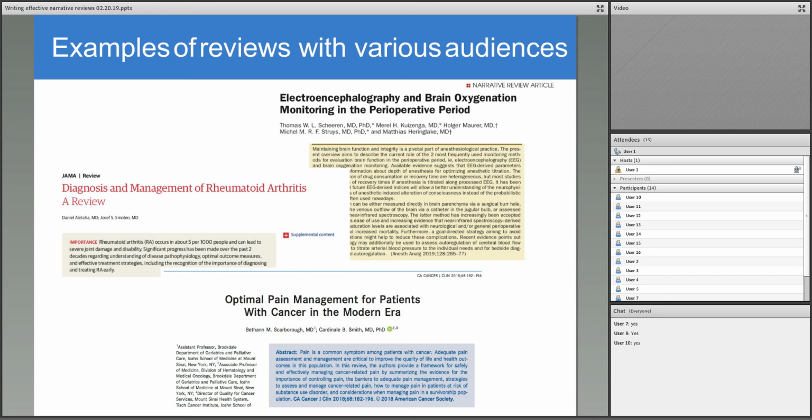Okay, here you can actually see the screenshots. This is an illustration of some differences in audience and scope. So the top right, electroencephalography and brain oxygenation monitoring in the perioperative period. That's a review of a specific set of practices in anesthesiology in the journal Anesthesia and Analgesia. And that's an example of a specialist speaking to other specialists.